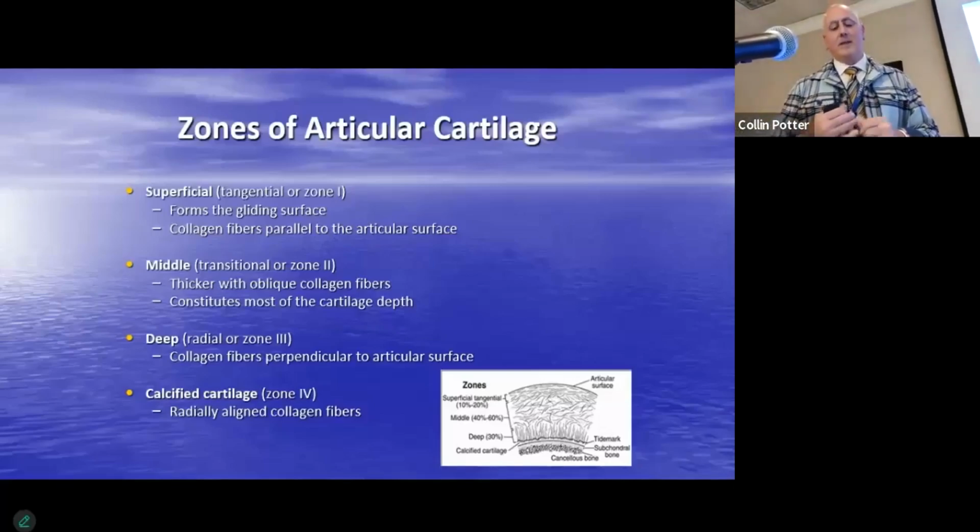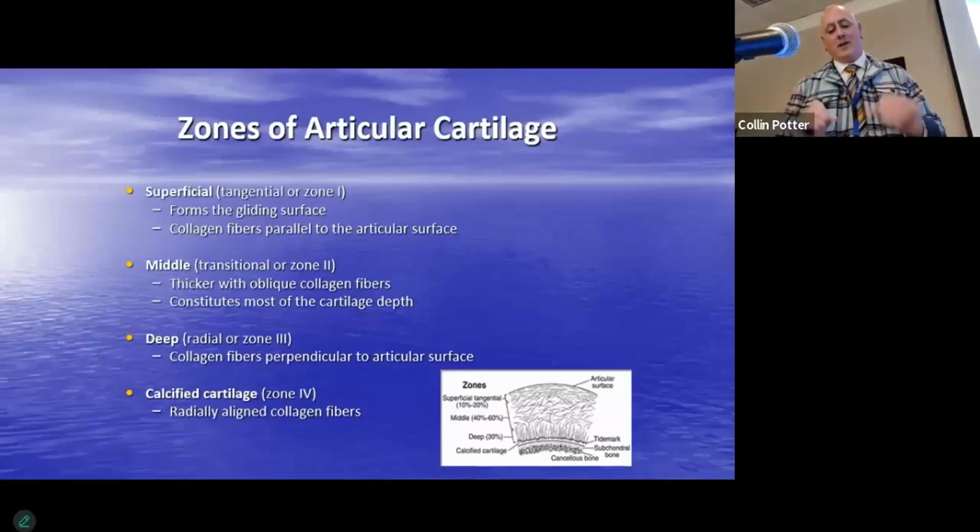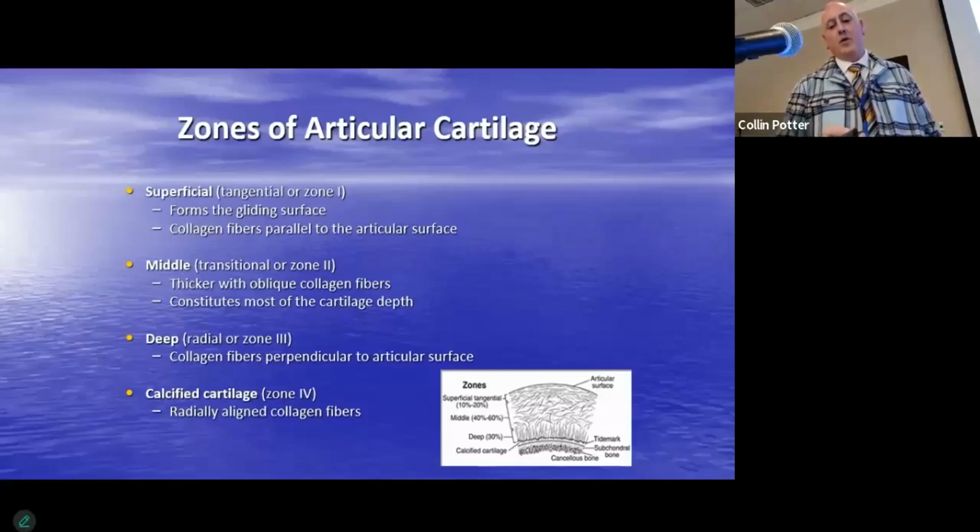Then you look at the deep layers and they look like they're resisting loading. You know, they're not nice and smooth and flat. They're sort of perpendicular to that tide mark. And then you have your calcified cartilage right above the subchondral bone. So that's how they're oriented.